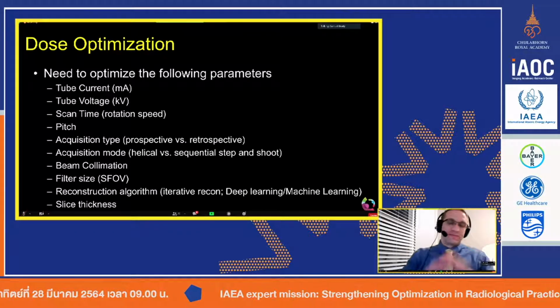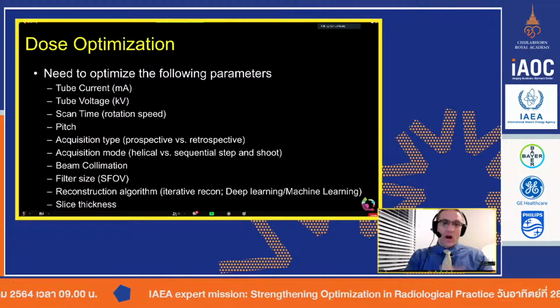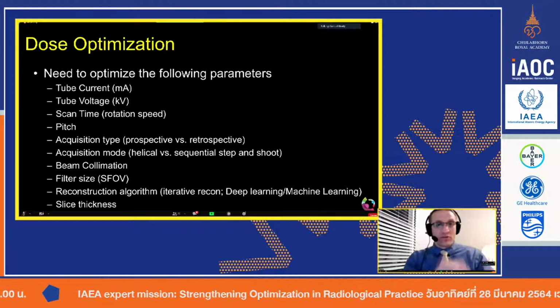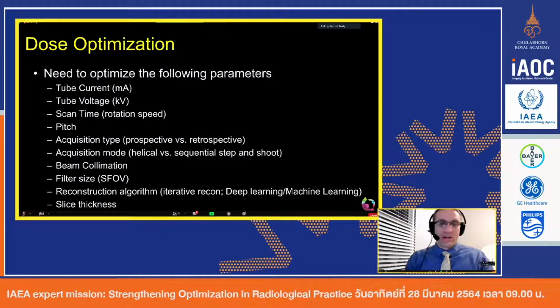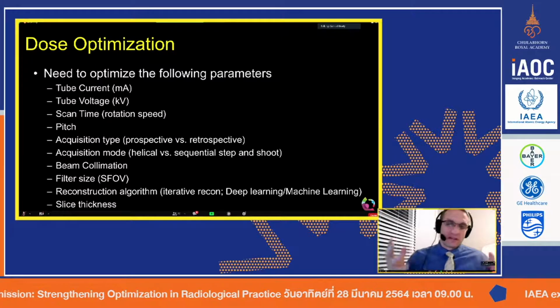Okay, so getting into what we are really going to do to optimize image quality and dose for a cardiac acquisition. A CTA, as an example.